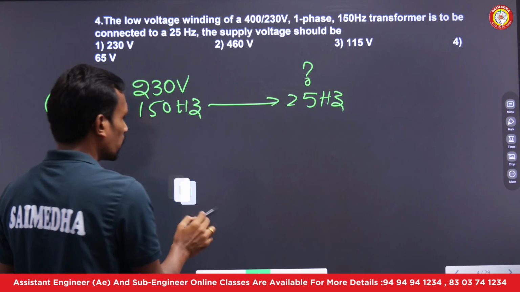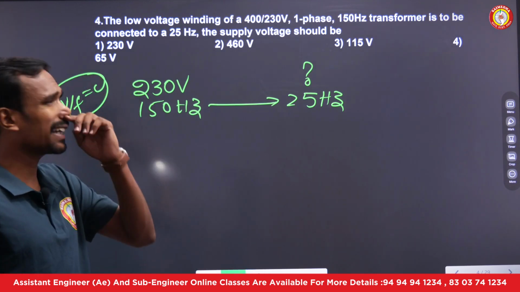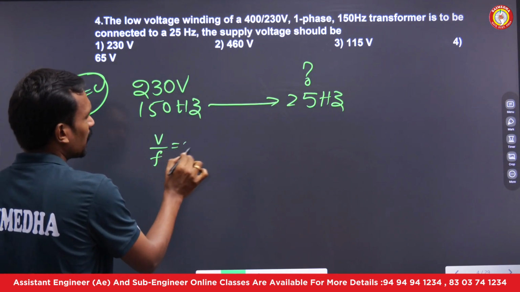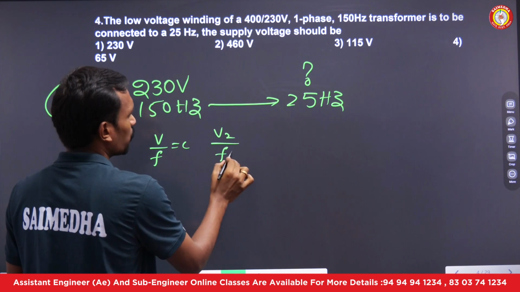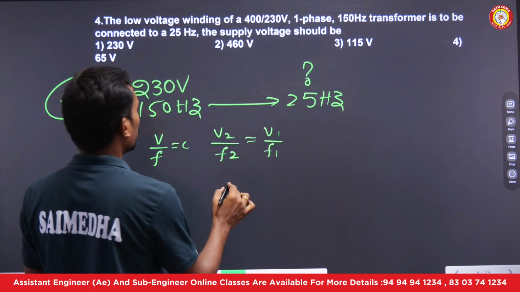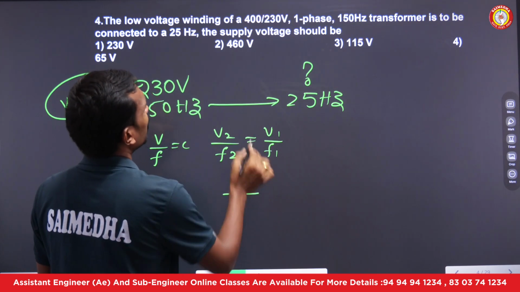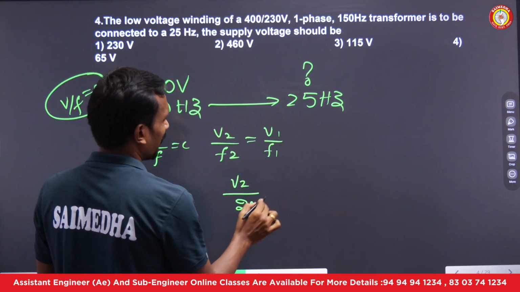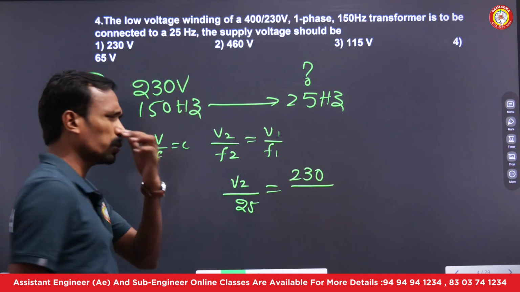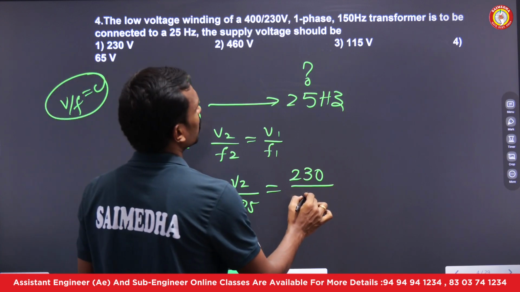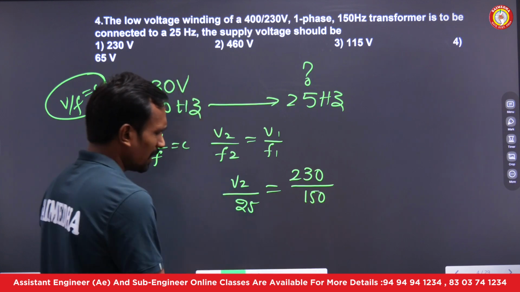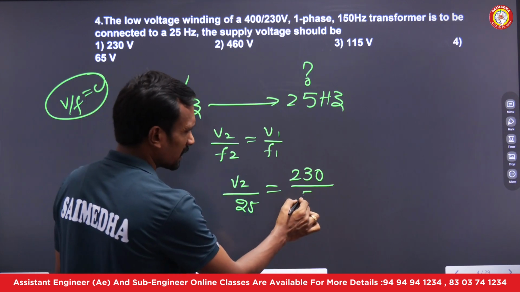But what you have to observe here, if the question is given like this, we need to maintain V by F constant. When V by F is constant, V2 by F2 should be equal to V1 by F1. What is V2? We need to calculate. What is F2? F2 is 25 Hz. What is V1? V1, they gave the low voltage side, that's why 230. And the frequency is 150. For example, let's take if this is 50 Hz.